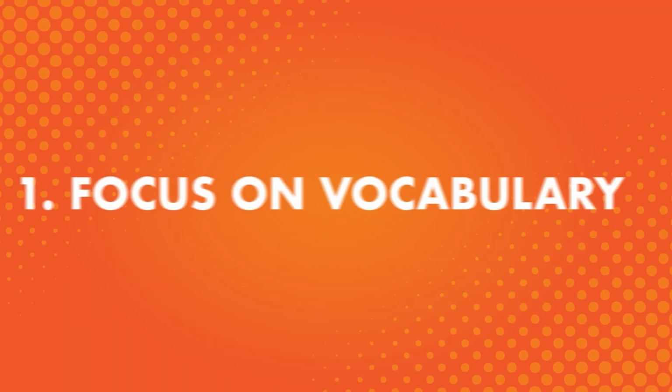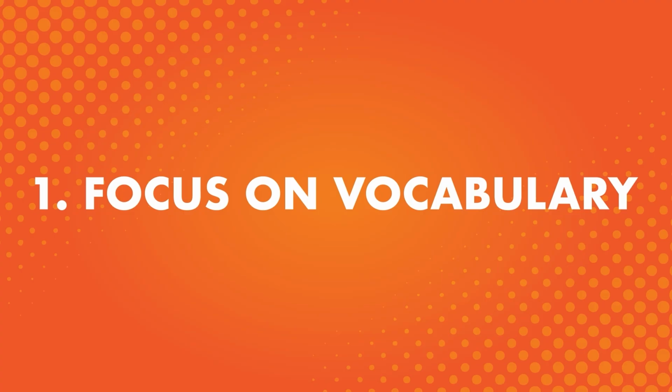Number 1, focus on vocabulary. If your goal is to speak like a native, you might be really focused on speaking quickly or using as many complex grammar patterns as possible. But in our native languages, we're not always trying to speak as fast as possible, and we use complex grammar patterns when necessary, not to show off. Vocabulary, however, is extremely important to expressing ourselves naturally.